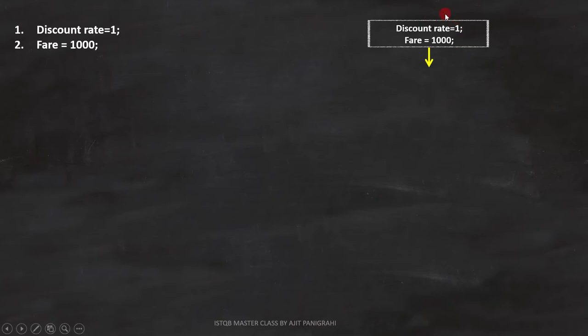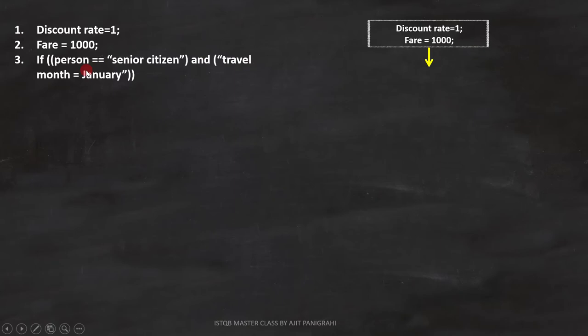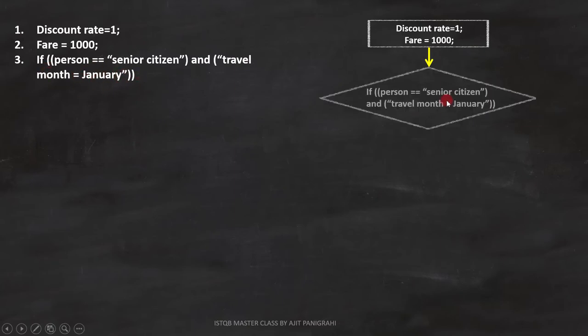The first line is discount rate equals 1. And the second line is fare equals 1000. Both are statements, so we can represent it like this on flowchart. Line 3 is if person equals senior citizen and travel month equals January, this is a condition. We can represent it like this.